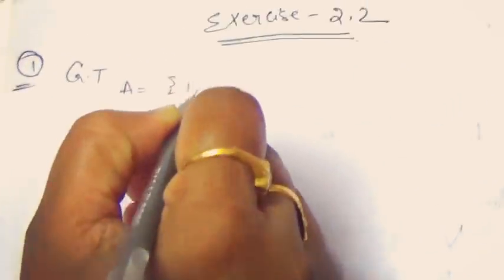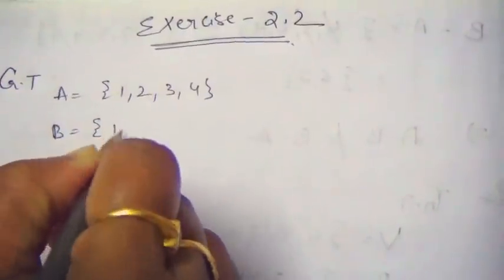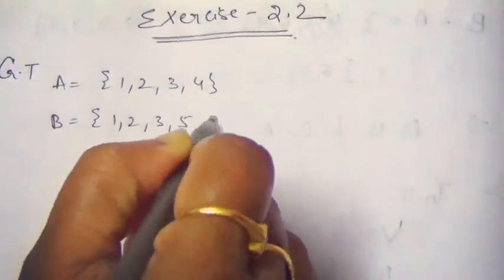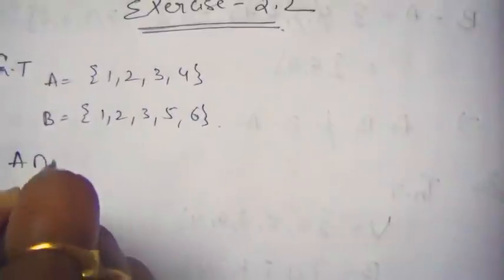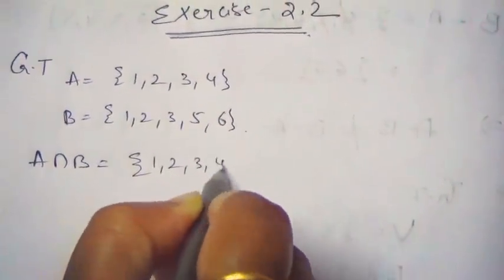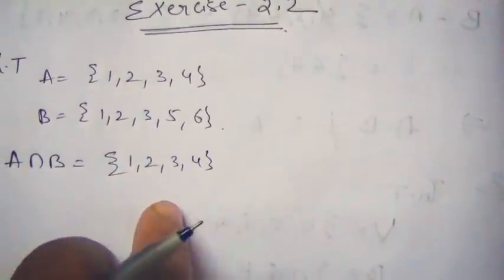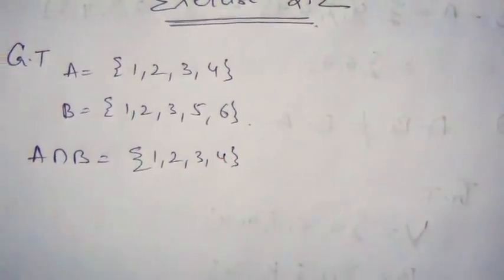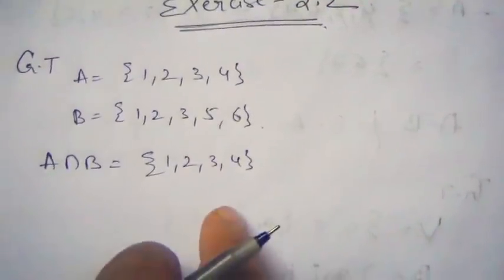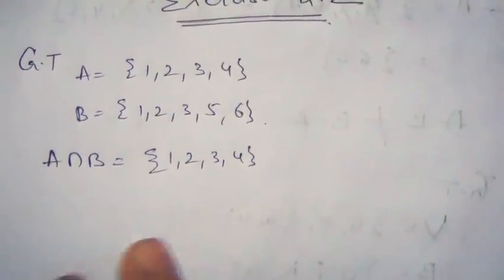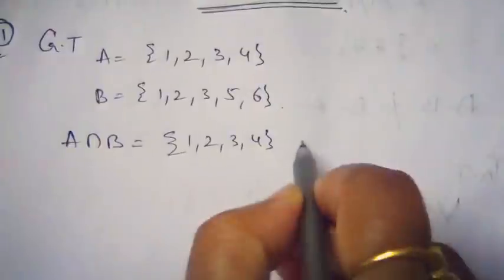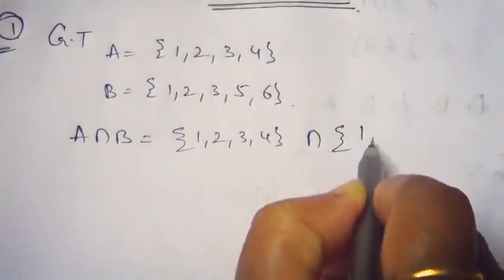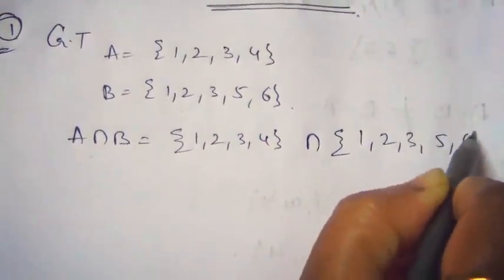So given that A is equal to {1, 2, 3, 4} and B is equal to {1, 2, 3, 5, 6}. So A intersection B is equal to, what is A? {1, 2, 3, 4}. Every time you have to write like this. From the exam point of view, you have to write like this, just to get habituated. Okay, so A intersection B means {1, 2, 3, 5, 6}.